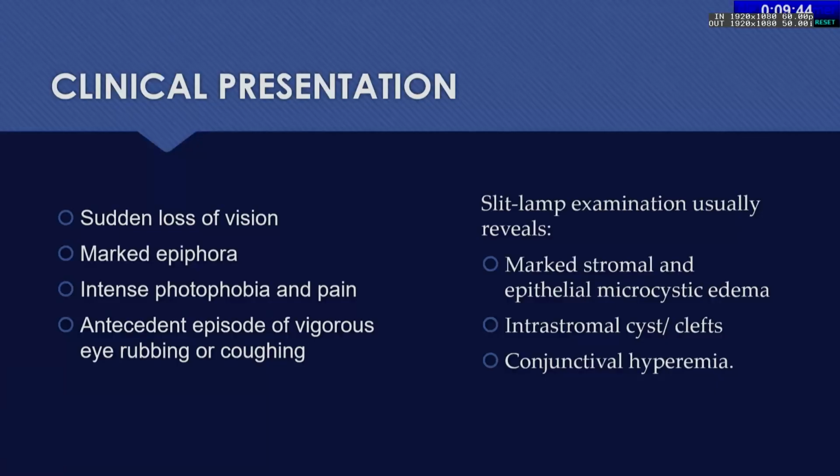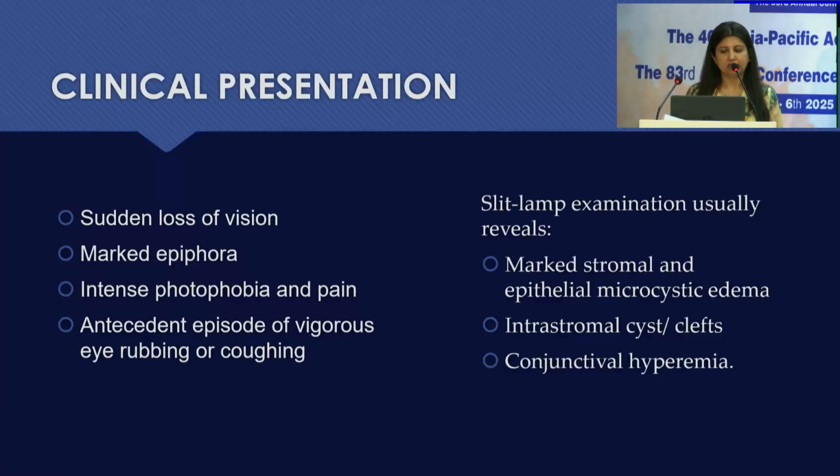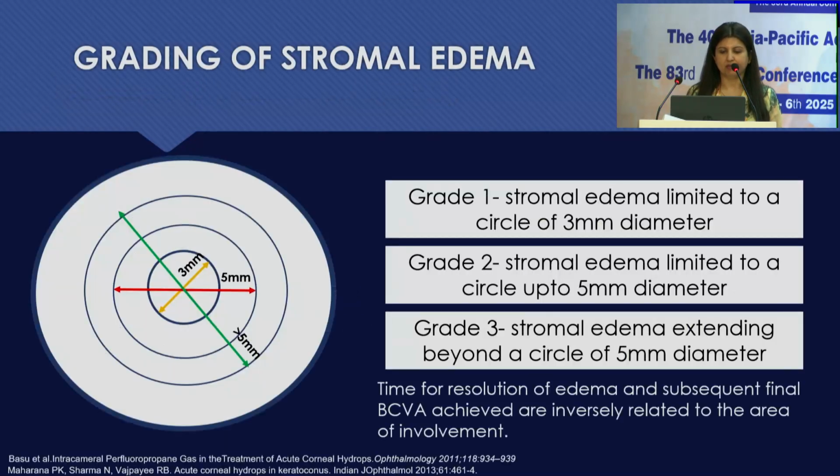So what is the clinical presentation? There is sudden loss of vision, marked epiphora, intense photophobia, pain, and antecedent episode of vigorous eye rubbing or coughing. A slit lamp examination usually reveals marked stromal and epithelial microcystic edema, intrastromal cyst or clefts, and conjunctival hyperemia. What is the grading? Grade 1 is within the 3 mm diameter of a circle, grade 2 is up to 5 mm, and grade 3 is more than 5 mm.